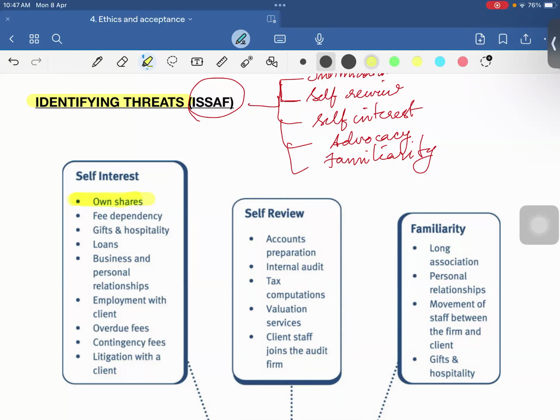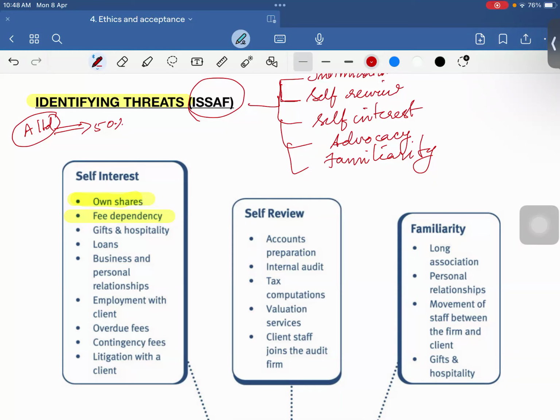Next is fee dependency. Suppose there is a client A, and that client gives you more than 50% of your total fees, more than 50% of your total earnings. That means you don't want to upset that client, right? So whenever there are mistakes in the FS, you're going to turn a blind eye, because you're worried that this client might not engage us again and we would lose that revenue. So fee dependency is a self-interest threat. Clear?